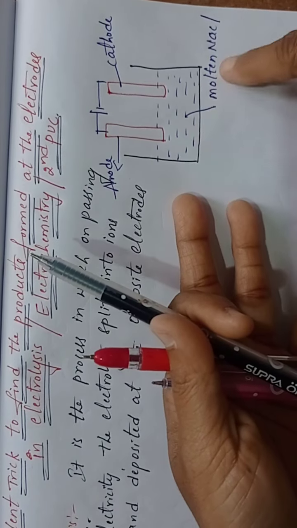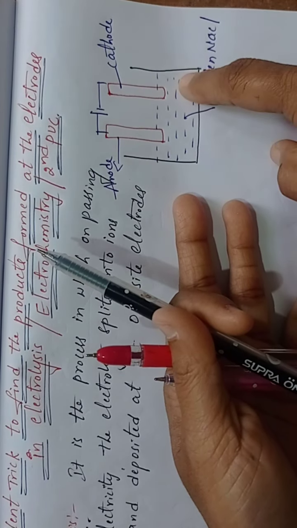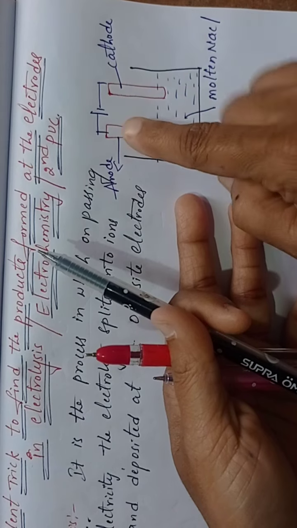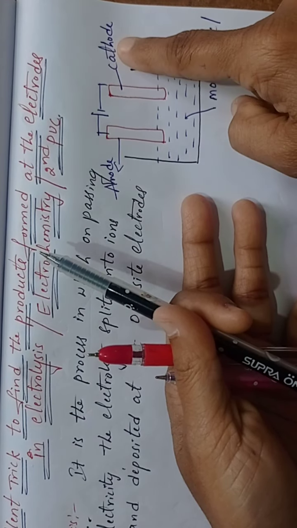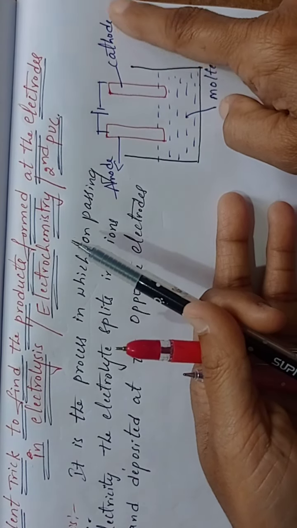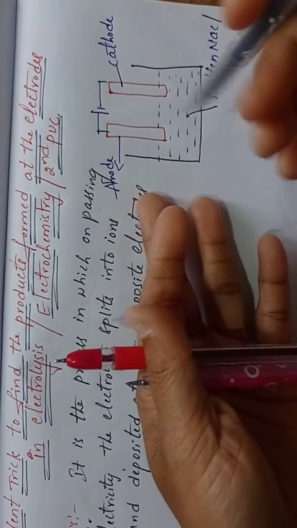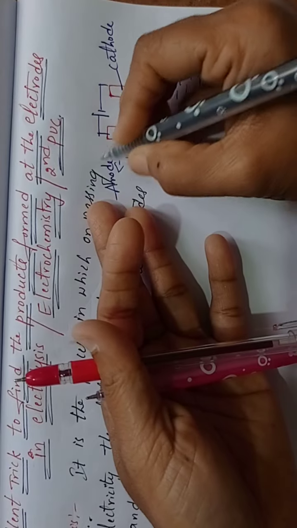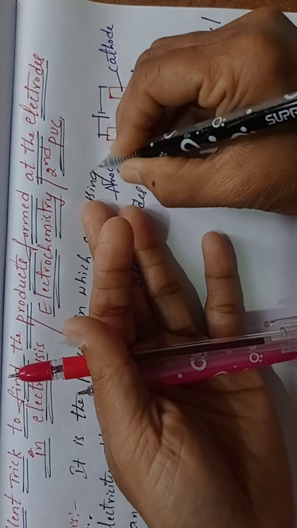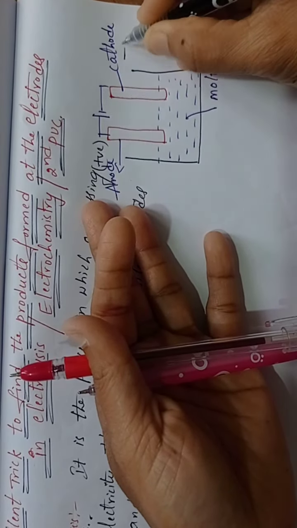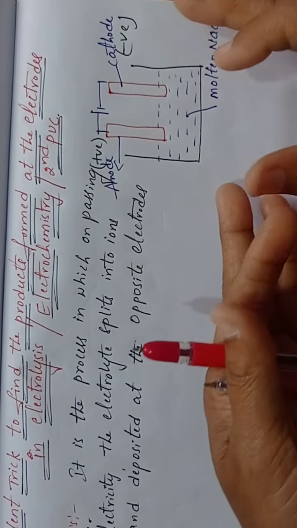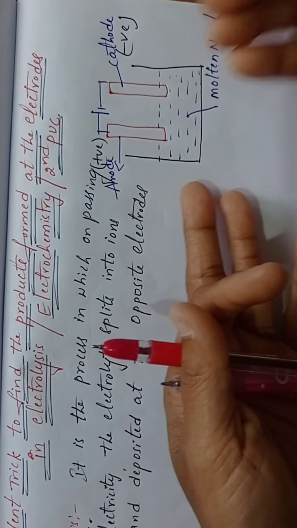Now here I am taking the molten NaCl solution. These two are the electrodes. One is acting as the anode, another one as the cathode, students. Are you following? Anode and cathode. Here the anode charge is which one, students? The anode charge is positive. The cathode charge is negative. So this is positive, this is negative.